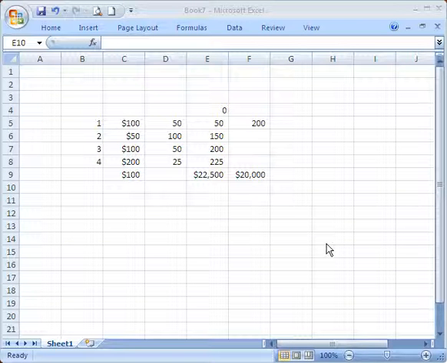Here's the spreadsheet we developed for question 5 in Unit 14. A stock price changes each year. It's $100, then $50, then $100, and so on. We have two choices. We have $20,000 to invest. One possibility is to invest the money all at once.